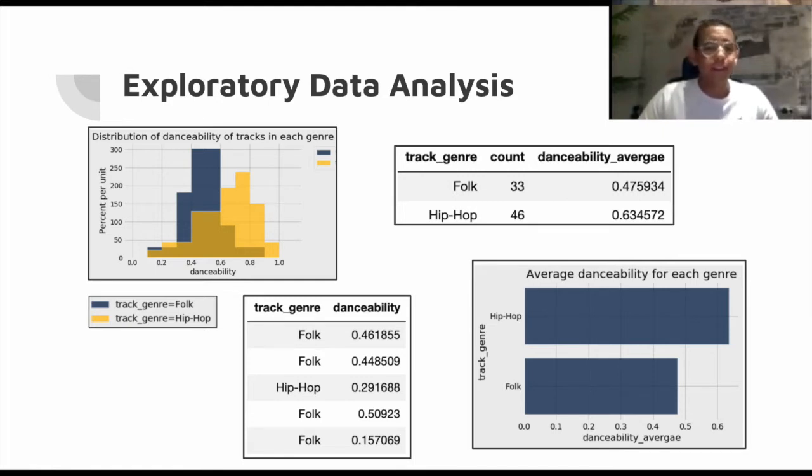The aggregated data table on the top right shows us that there are slightly fewer folk songs than hip hop songs. This could lead to a potential bias in the data. The average danceability in the table is visualized by the bar graph below, confirming that hip-hop has a higher average danceability than folk in the sample. Let us now move on to hypothesis testing to find out if this is random or if this represents the population.